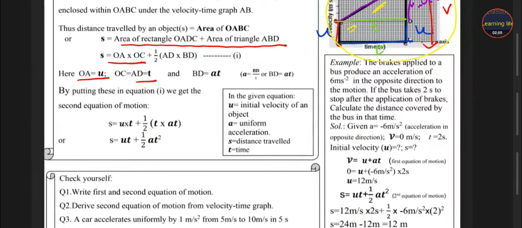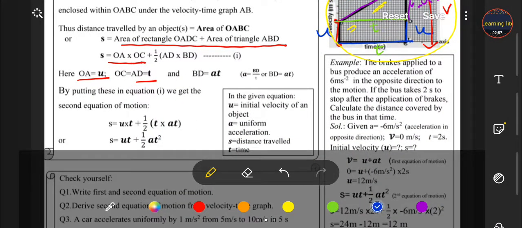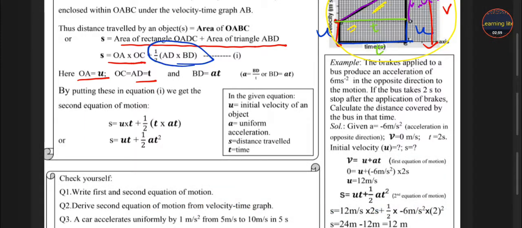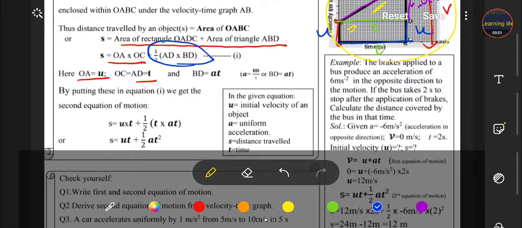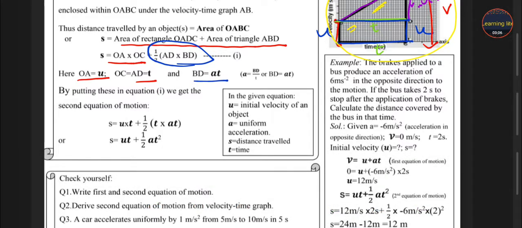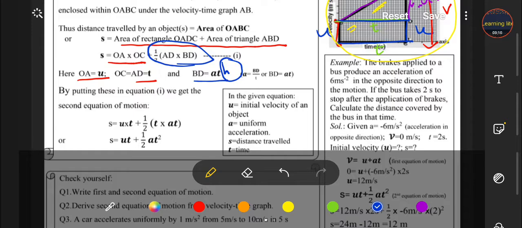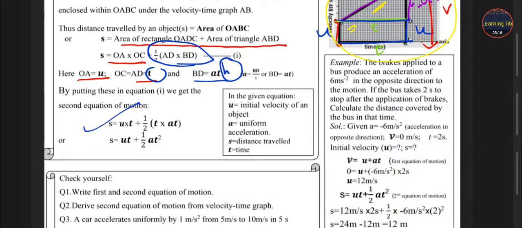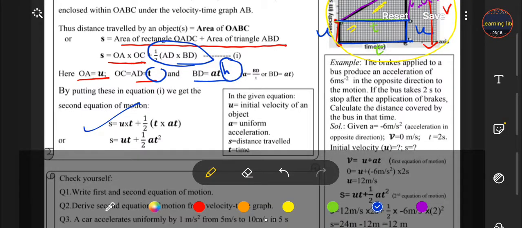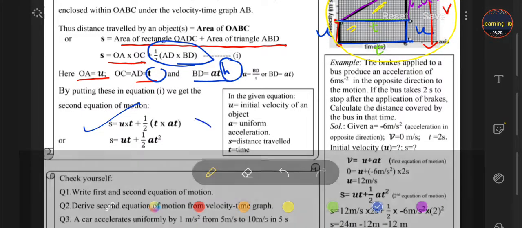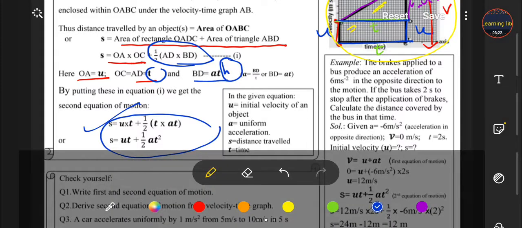And half, area of triangle. What is the area of triangle, student? Half into base into height. What is the base here? That is AD and height is V minus U. This is height, okay, and this is base. So we put it in the formula, and the equation is s equals ut plus half at square. Okay, this is the second equation of motion.